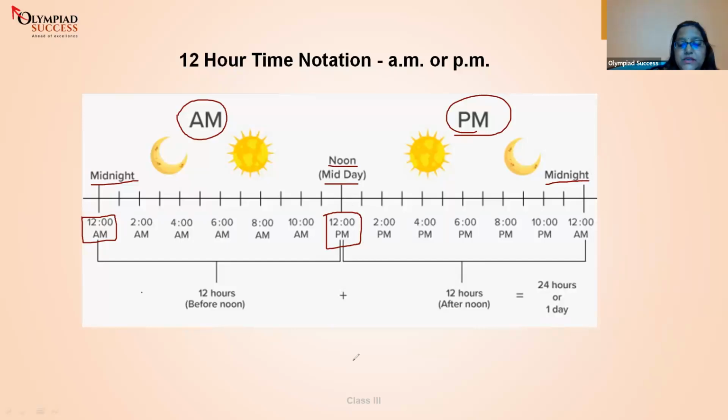The same thing is explained, how the cycle is moving on. You can see you have the same routine every day. Now let's go to the next concept over here.